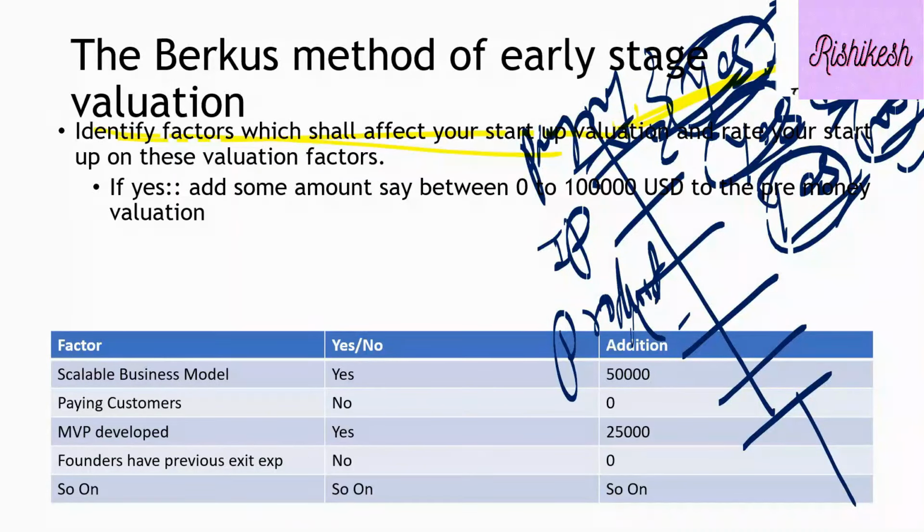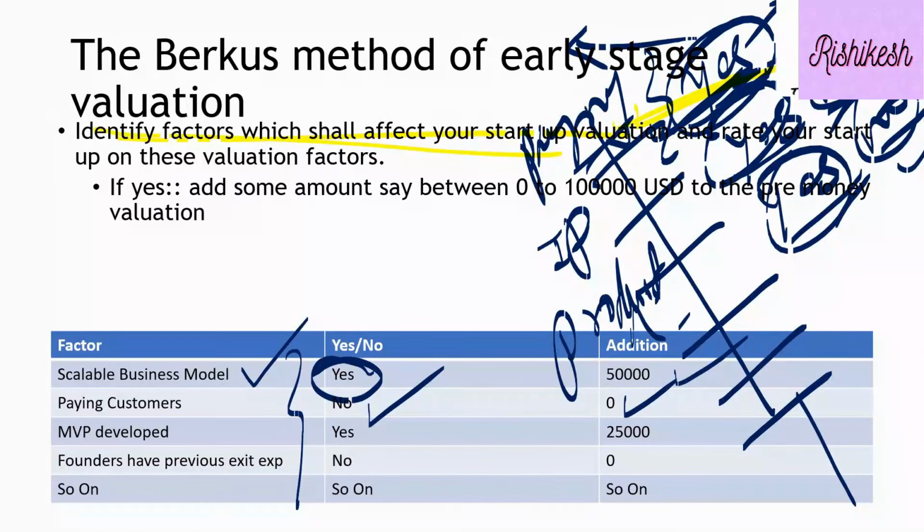Now, once you do that, if you have got yes, put a figure in front of it. If you have got no, then it's obviously 0. So if you see here, I have listed down some of the factors, like you have a scalable business model. If it is yes, it is yes in this case, so you added $50,000 over here. Paying customer, you don't have a paying customer, so the value is 0.